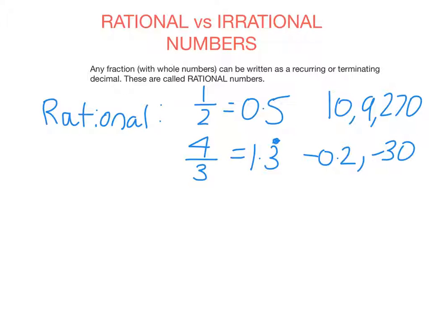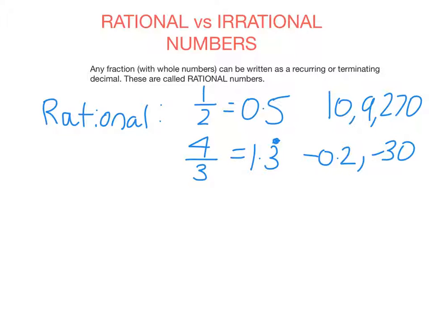So at this point you're probably thinking to yourself, well, okay, how is this helpful? Isn't all number a rational number? But no, there are numbers that are not rational. You can't write them as a terminating or a recurring decimal or as a fraction. We call those numbers irrational. So irrational just means not rational. And it turns out there are infinitely many of these as well.